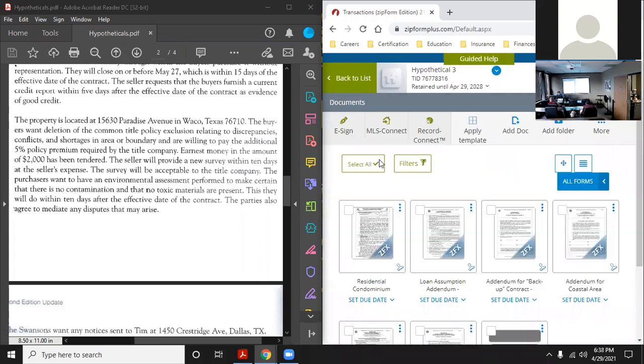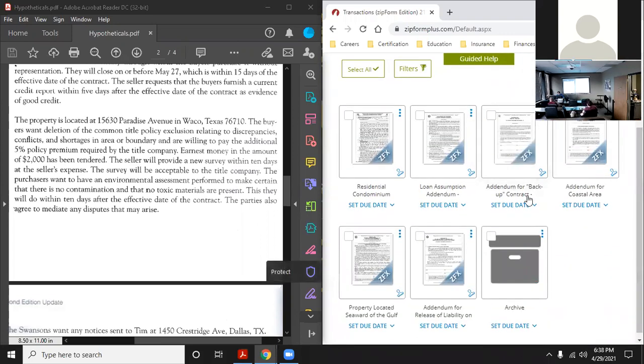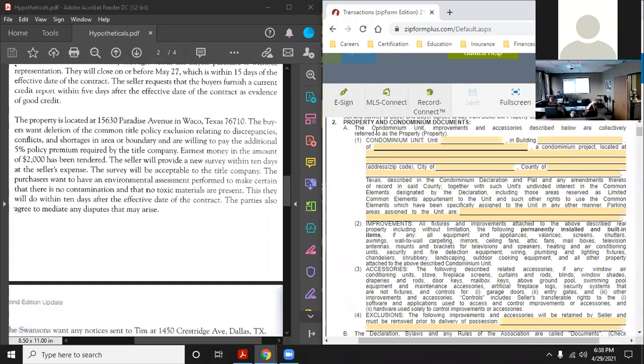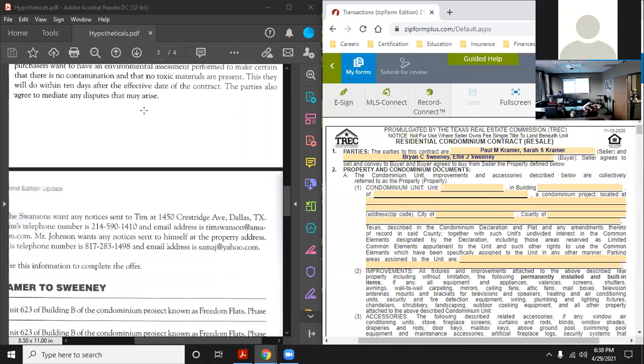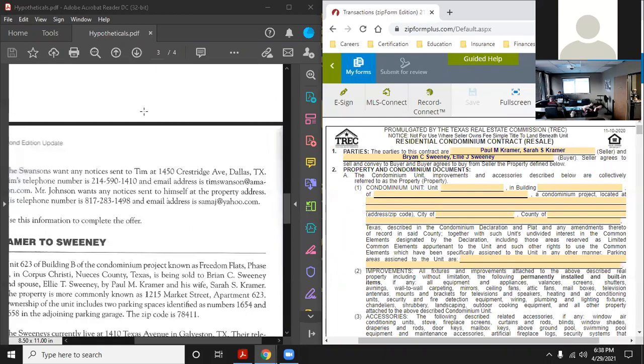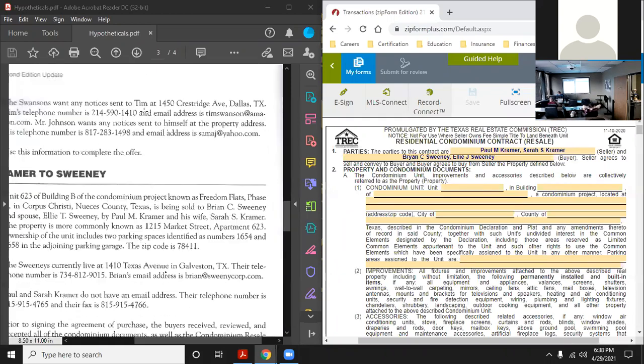So, yay. But I ended up having to get a bunch of addendums in here because it has asked for a bunch of different stuff. But we'll go through this condominium contract, and I'll breeze through the others just to explain what they are, what they look like, and then we'll move on.